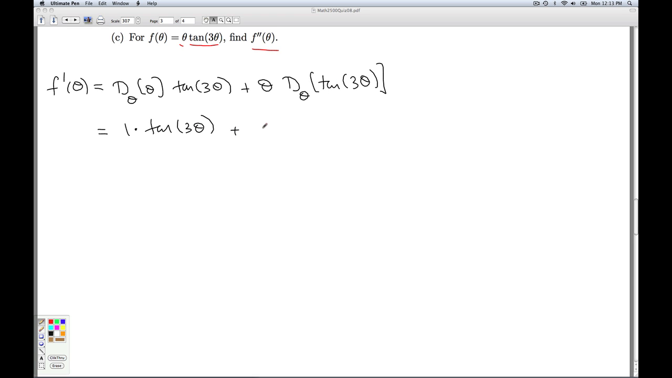Now I need to figure out how to take the derivative of the tangent of 3 theta. Well, once again I look. The variable of differentiation here is theta. What's inside the trig function is 3 theta. So that means I have to use chain rule on this. I take the derivative of the tangent of something with respect to theta. That's secant squared of that thing times the derivative of that thing with respect to theta. So this is secant squared of 3 theta times the derivative with respect to theta of 3 theta.